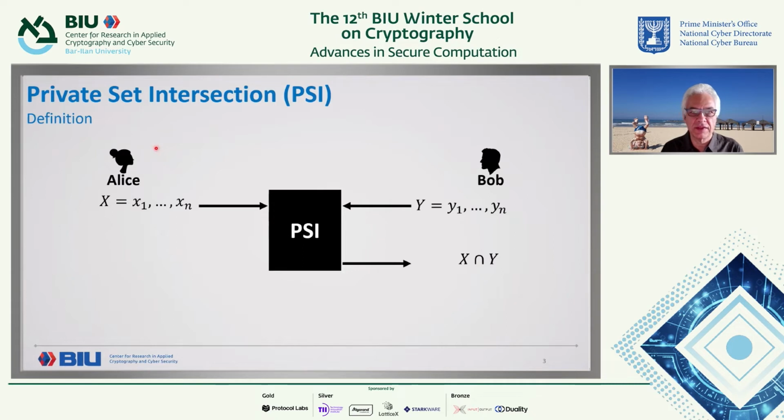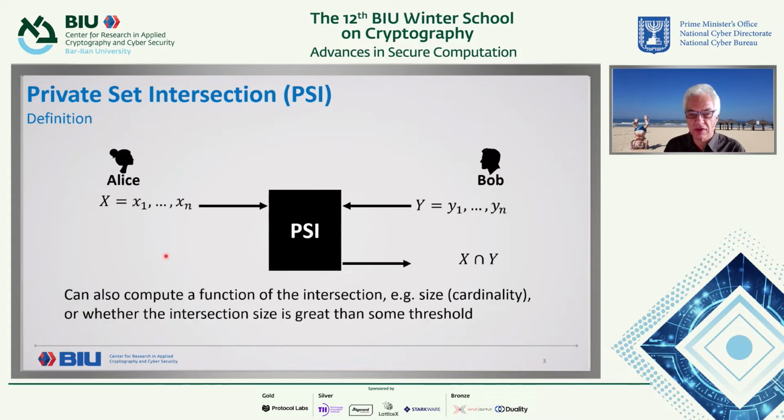So what is PSI? We can think about the following functionality. We have 2 parties, Alice and Bob. Each one of them has a set of inputs. Alice has x1 to xn. Bob has y1 to yn, and Bob should learn the intersection of the 2 sets and nothing else. We could also think about a protocol where Alice also learns the output. And we can also think about computing functions of the intersection, some simple functions like the size of the intersection, or whether the intersection is greater than some threshold, or more complex functions. And we can also think about a multi-party version where there are more than 2 parties, and we want to compute the intersection of all of the sets.